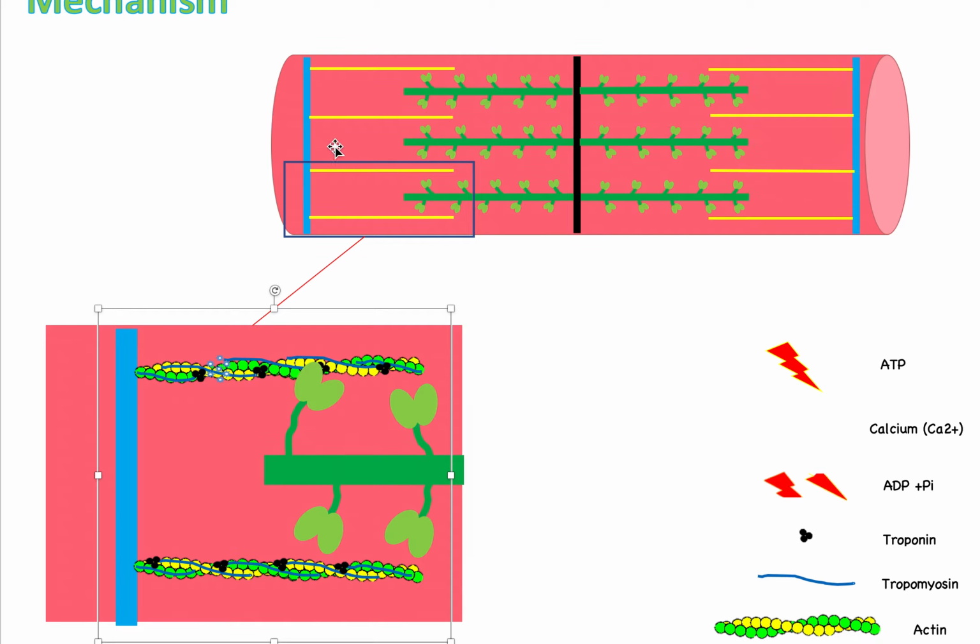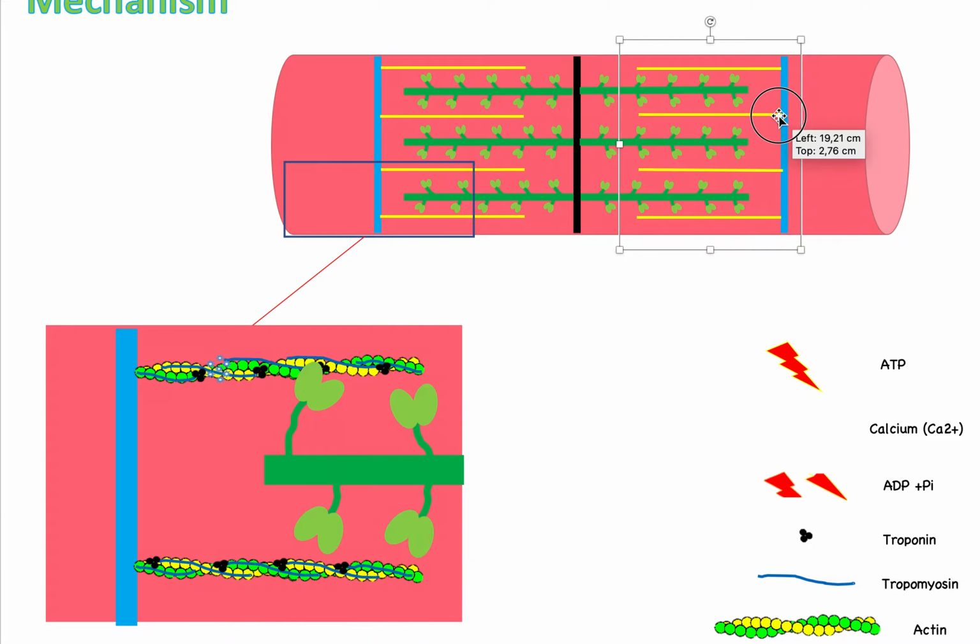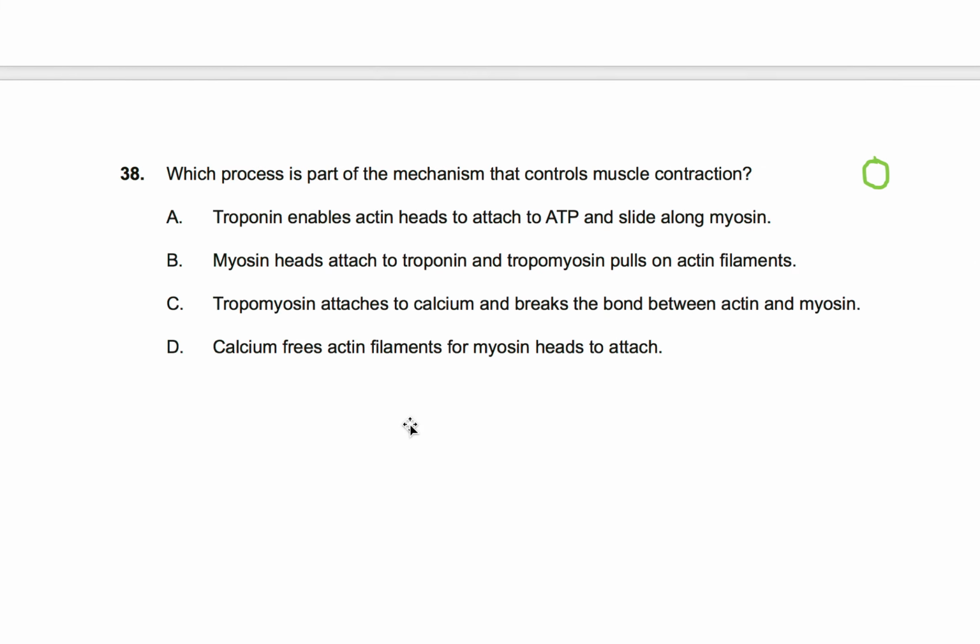So what will happen basically is the whole muscle will get shorter. So if all of these myosin heads do that, the whole muscle will contract and get shorter, just like this. Okay, so this is the basics of muscle contraction. Okay, so what answer would be correct? The answer would be D.